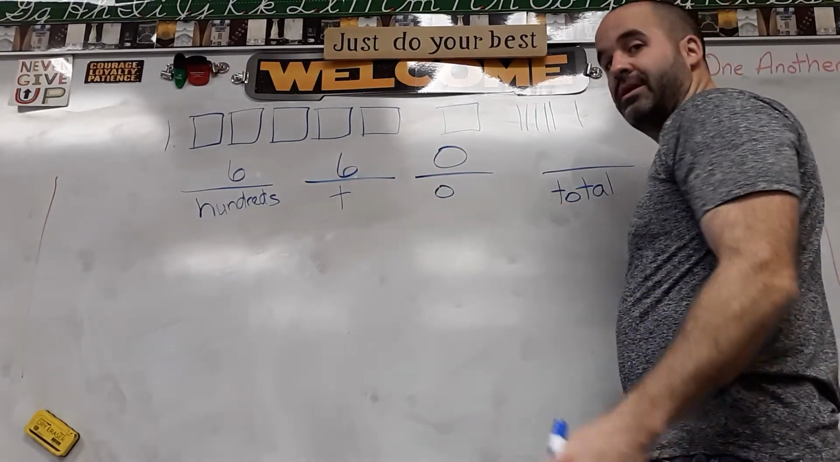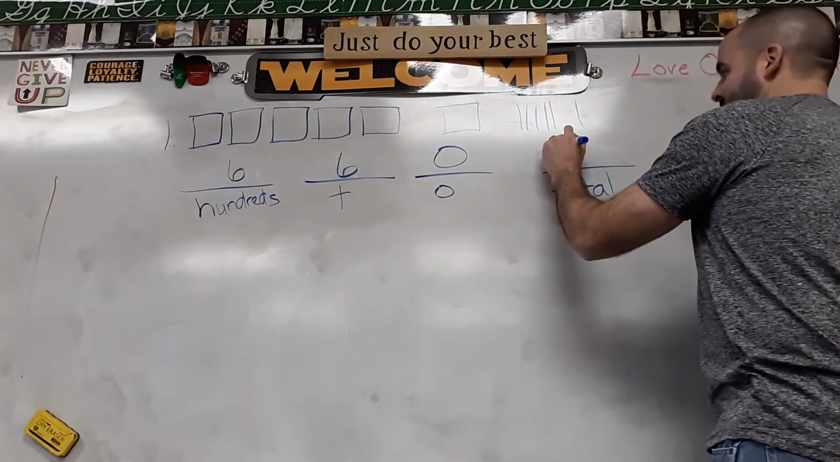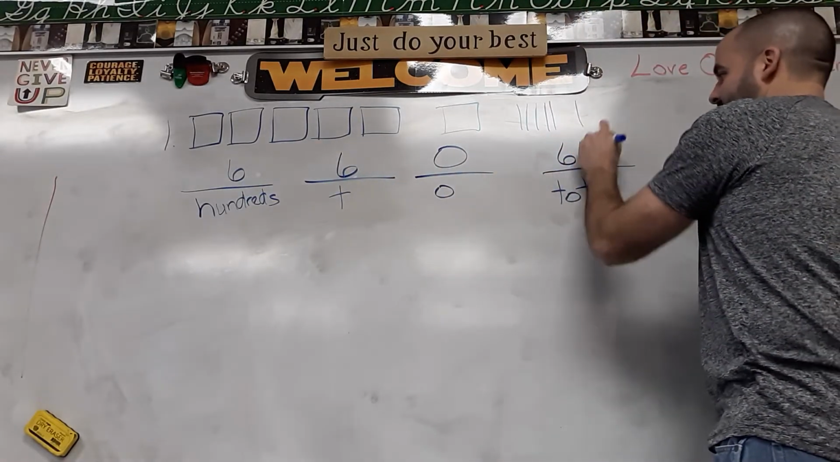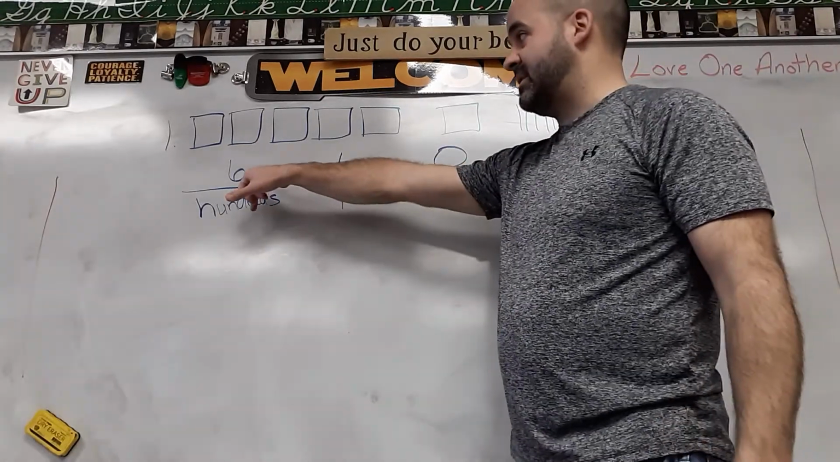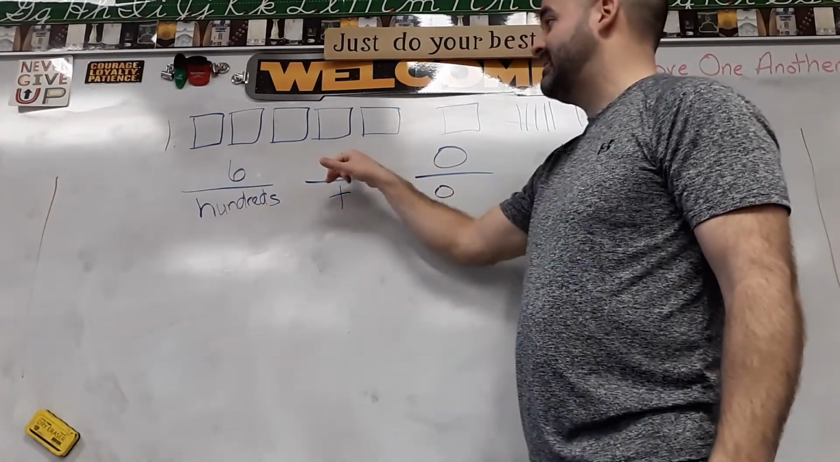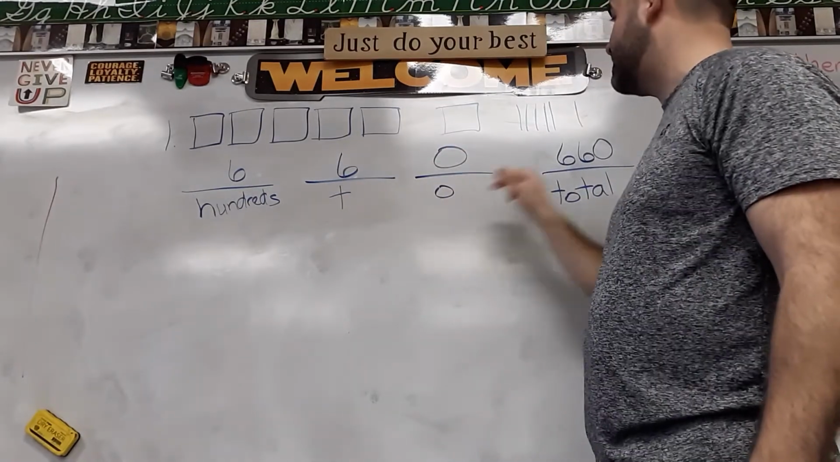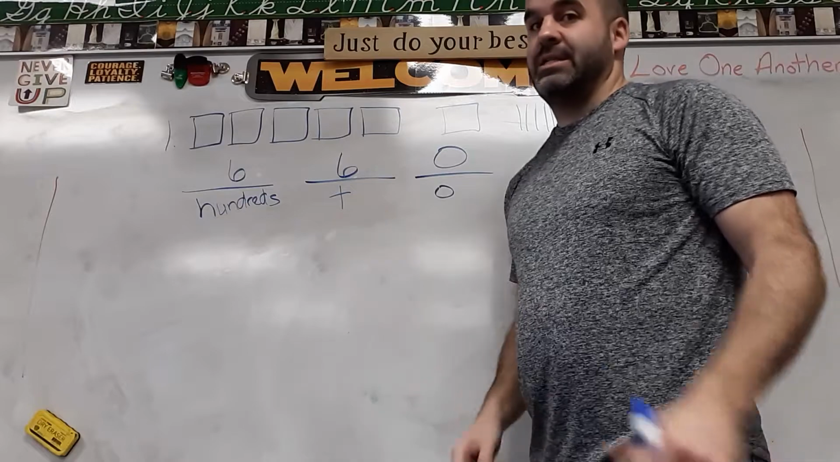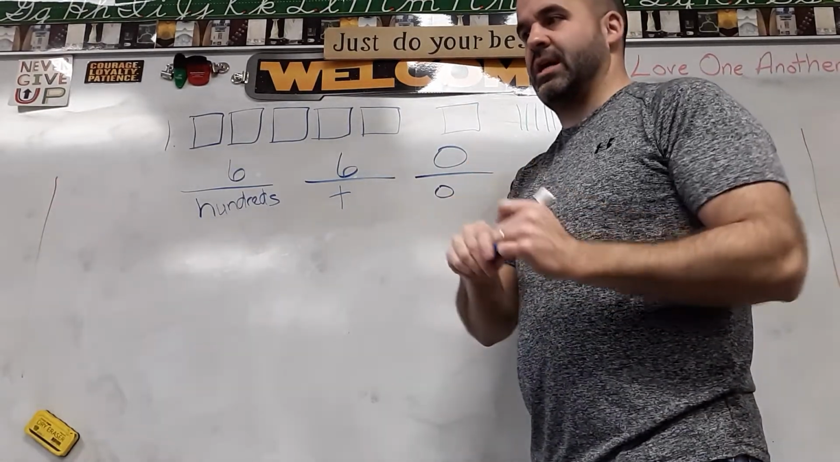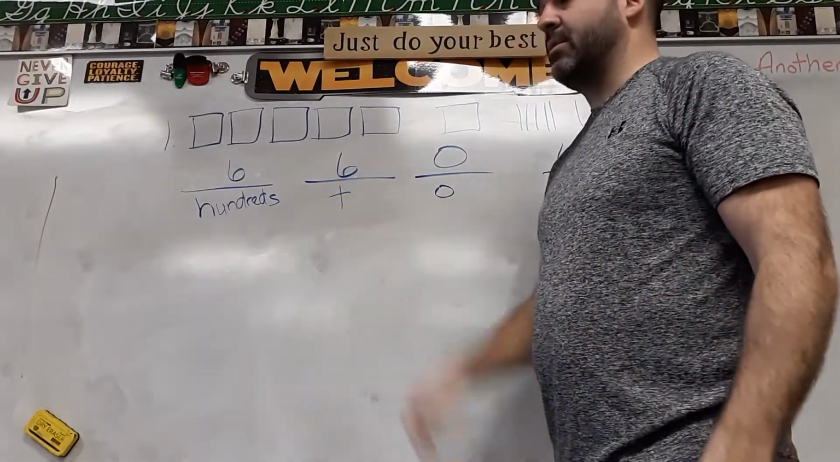So for our total, now we can just take this and put it over at the end: 660. Just like that. Okay? Big thing I want you to watch for is this. 6 hundreds, 6 tens, 0 ones, 660. Okay? Don't add the zeros up here, because that changes our number and gives us an answer we're not looking for. Okay? So that's number 1.